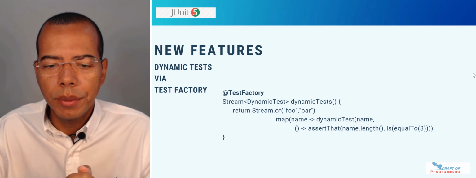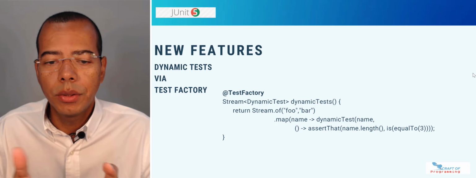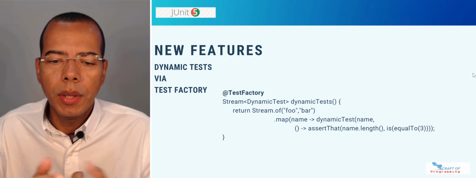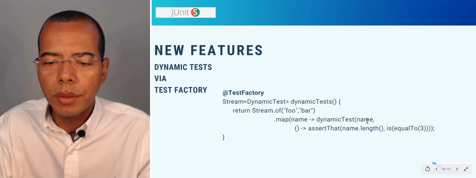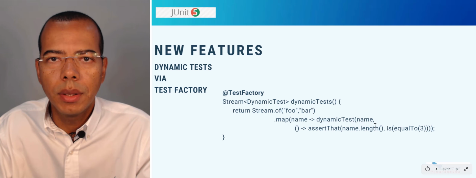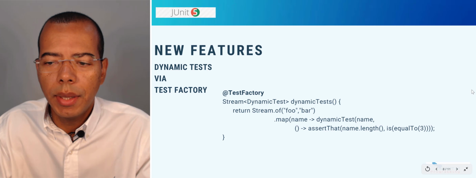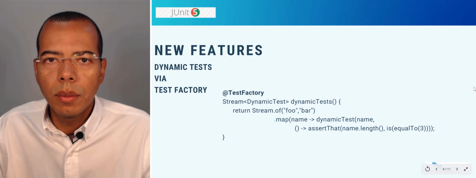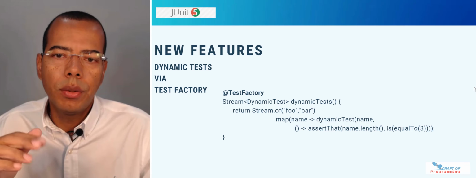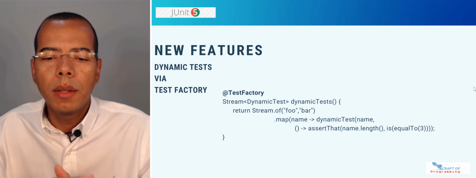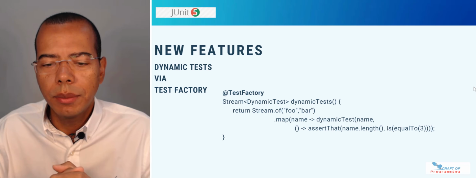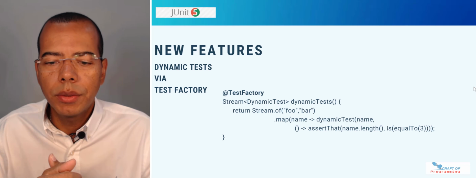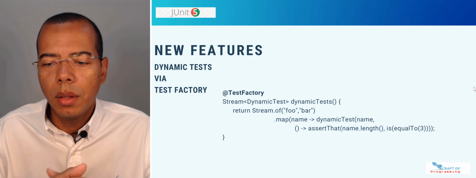And in this particular example that I have here, for each of the values of this string, which are foo and bar, these two strings, I am mapping them onto a dynamic test whose first argument is the name of the test, and the second argument is effectively the body of the test method. What I'm doing here is just asserting that the length of this test name is equal to 3. So this is going to generate two dynamic test methods, one named foo and the other named bar, and the body of each of these two test methods is just containing this lambda, which asserts that this test name length is equal to 3.